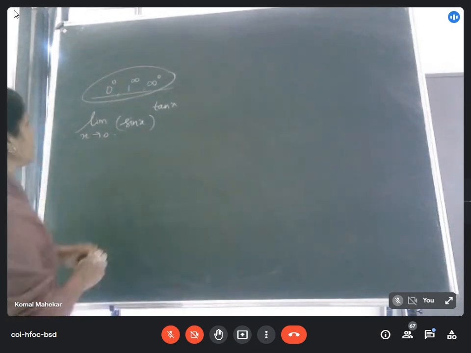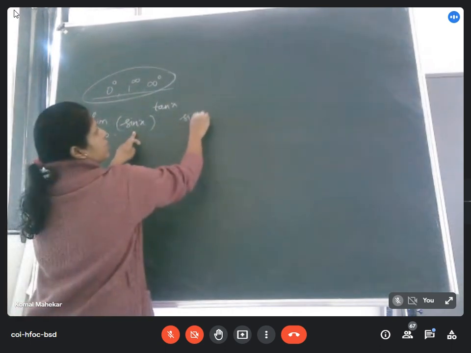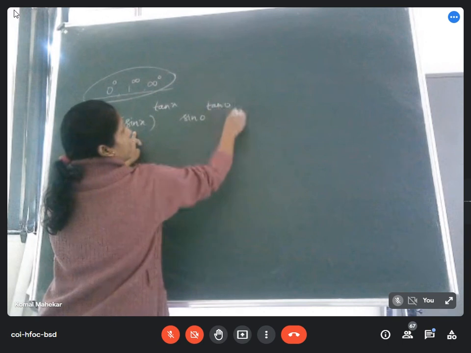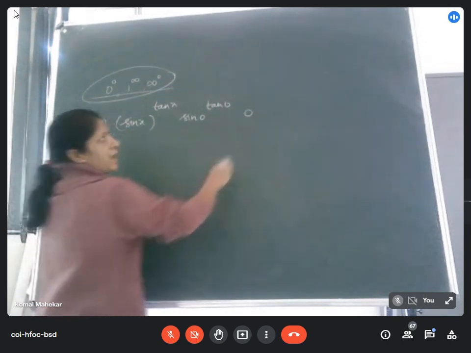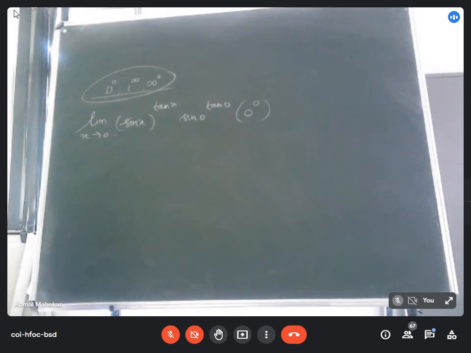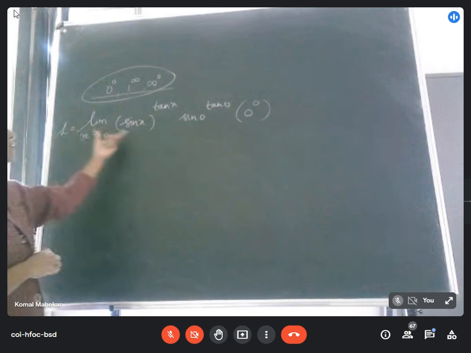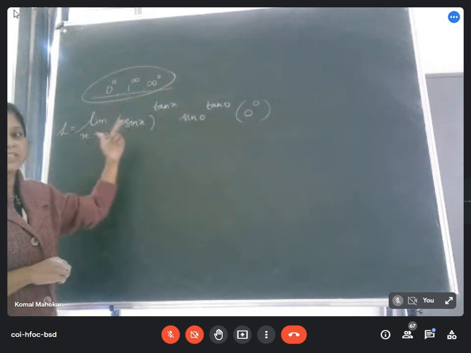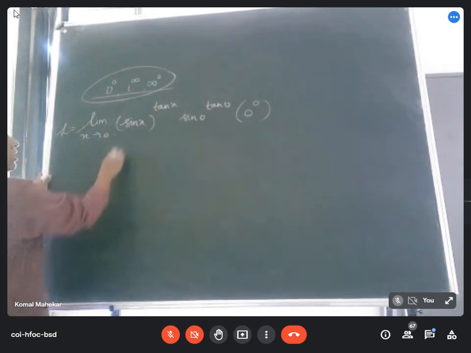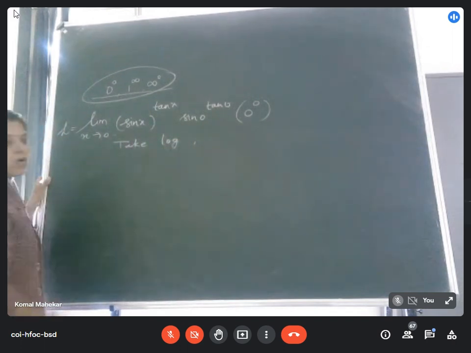If you put x equal to 0, this becomes sin 0 raised to tan 0. Now we know that sin 0 is 0 and tan 0 is also 0. So the given example is in 0 raised to 0 form. So how to solve this? Let's assume that L is equal to limit of this sin x raised to tan x. In the next step, we will take logarithm on both sides. So take log of both sides.